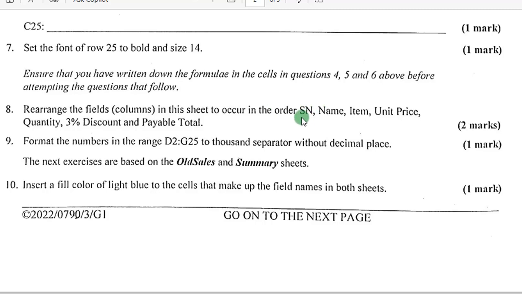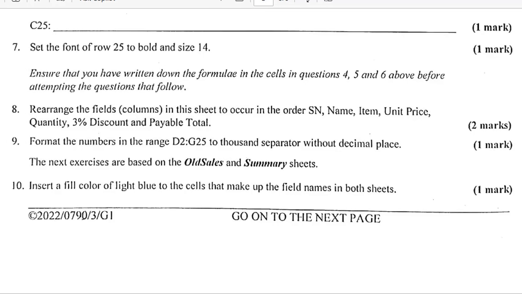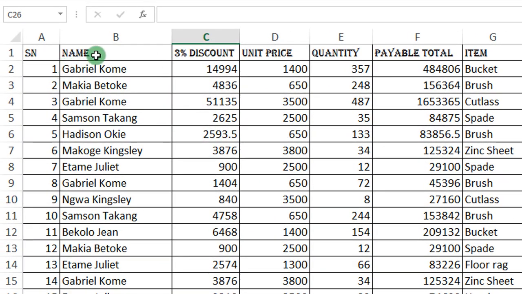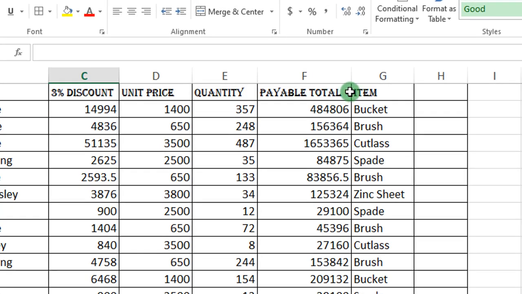So the first is what? SN. The second is what? Name. The third is item. So let us verify those three first. SN, name, good. Item is supposed to follow. So to do that, it means that after SN, after name, the next thing is item. So to do that is very easy.